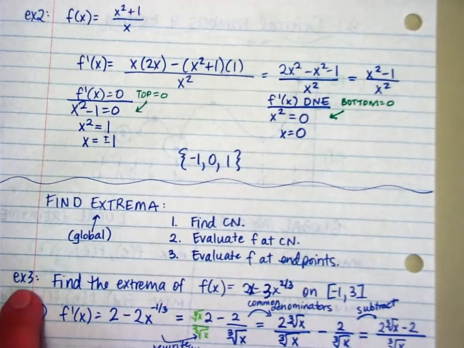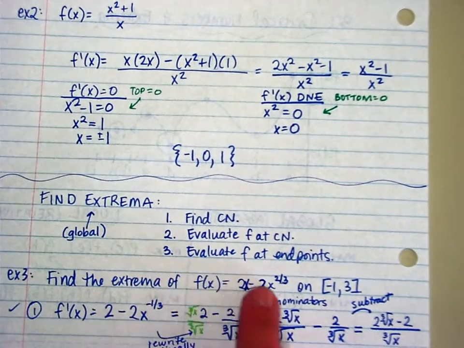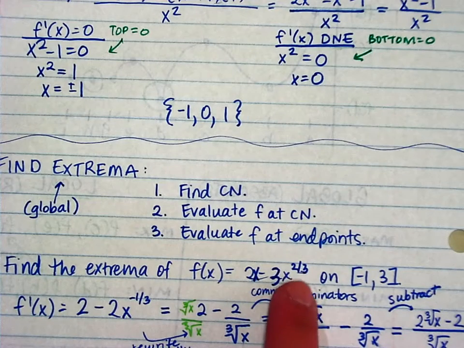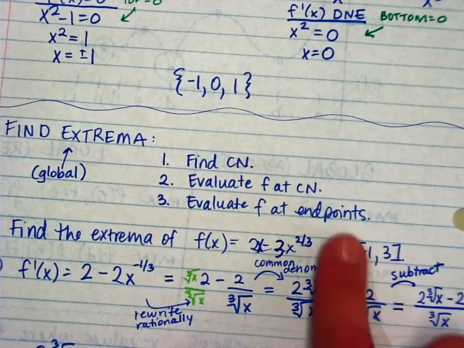So example 3 says to find the extrema. I'm not sure if you can see this. It says 2x minus 3x to the 2/3, and the interval is -1 to 3. So these are the endpoints that we're talking about in step 3.